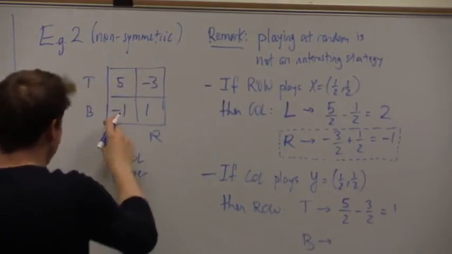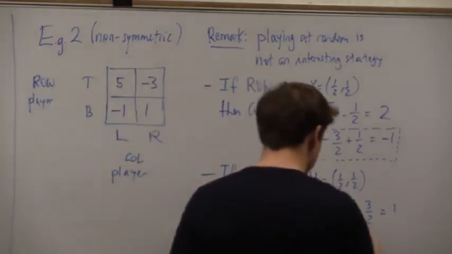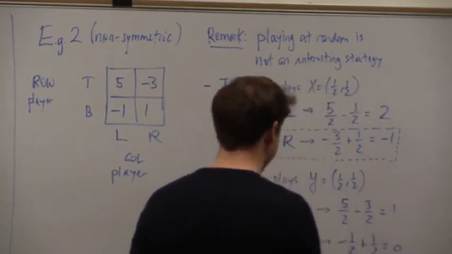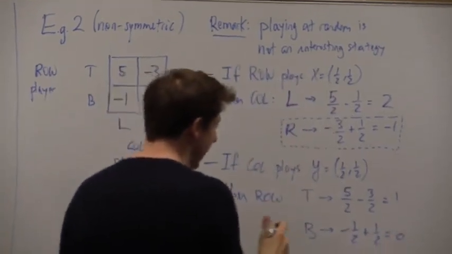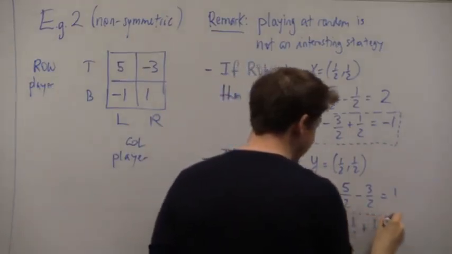If he were to play bottom, half the time he would have payoff minus 1, half the time 1. So that would be minus 1 over 2 plus 1 over 2, so that's 0. Because the row player wants to maximize the payoff rather than minimize it, he's going to select always top.